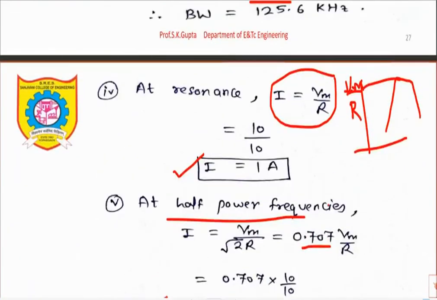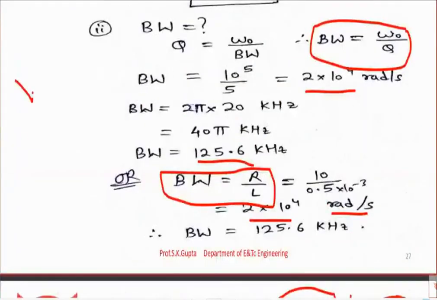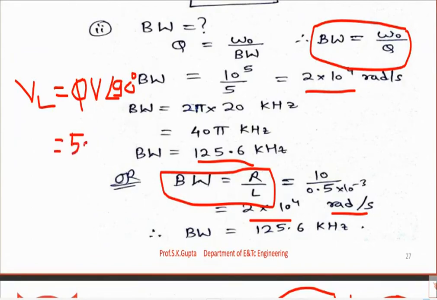And if anybody asks you what is the inductor voltage at resonance, so inductor voltage is QV angle 90 degree. So quality factor is 5 and applied voltage is 10 volt. So 5 into 10, that means 50 angle 90 degree. So this is the inductor voltage at resonance, and capacitor voltage is 50 angle minus 90 degree, because the capacitor voltage formula is QV angle minus 90 degree.